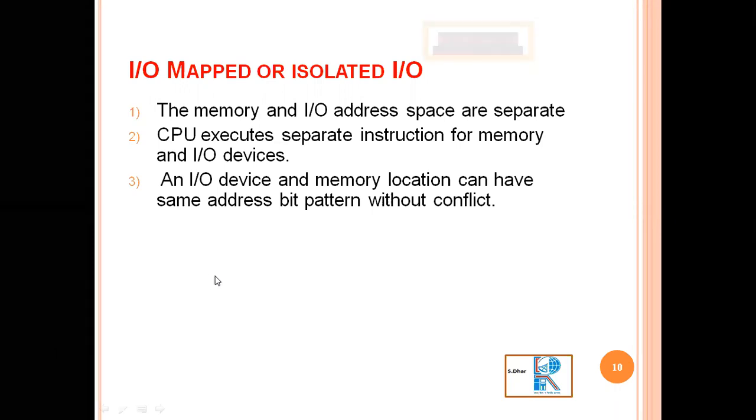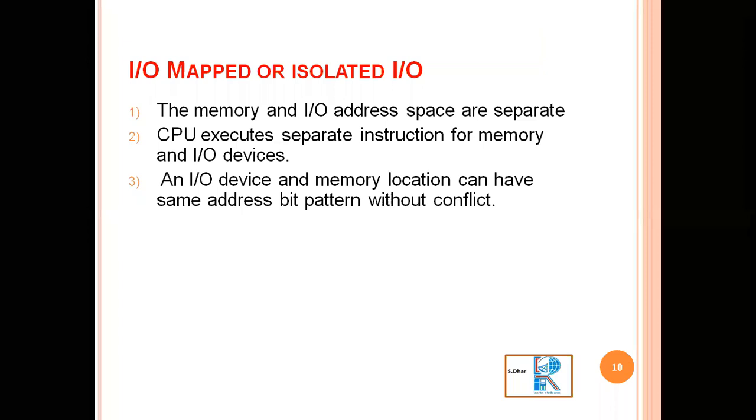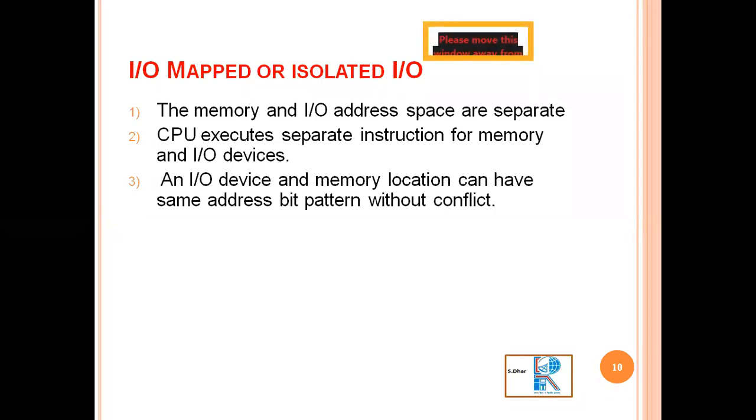Now the thing is, here the IO device and memory location can have the same address bit pattern. What is the meaning of that? In the previous case, we have seen that some memory is reserved for IO operation and some memory is reserved for memory operation. But in this case, there is no reservation for the IO. We have to use different types of instruction for the IO transfer operation and different types of instruction for the memory transfer operation. Clear? Here the address space may be the same, because they are using two different types of memory. So the same bit pattern can be used for both IO and memory.